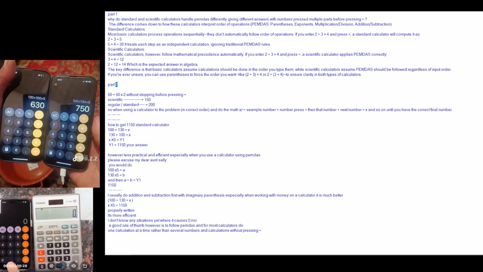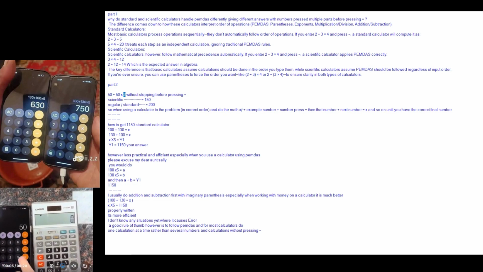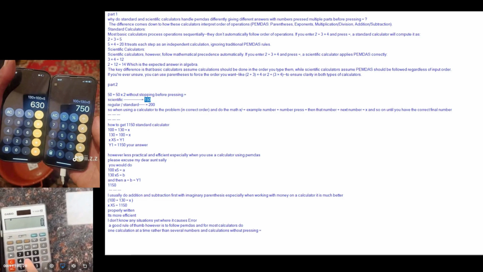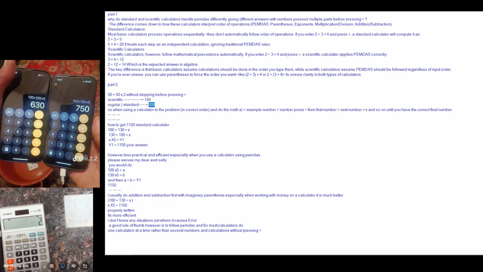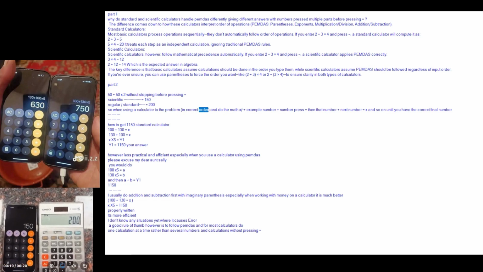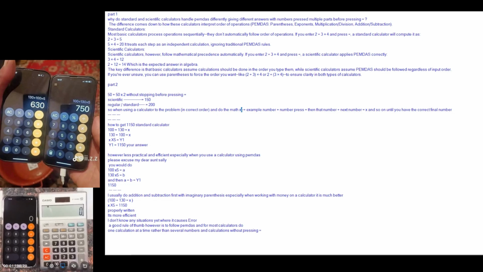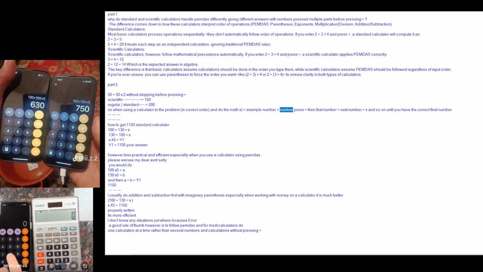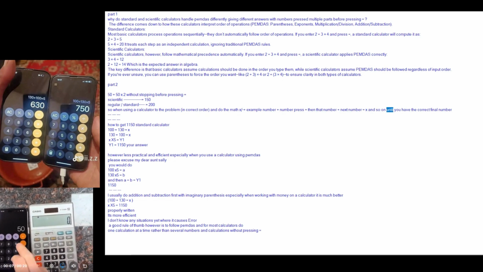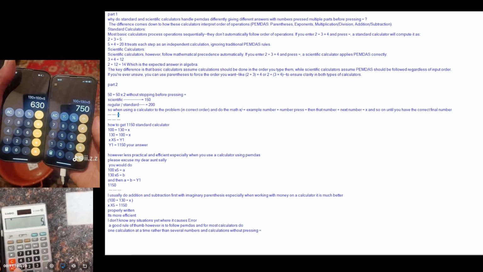Part 2. 50 plus 50 times 2 without stopping before pressing equals. Scientific equals 150. Regular / standard equals 200. So when using a calculator to do the problem in correct order, do the math times, divide, plus: example, number plus number, press equals, then that number plus next number equals x, and so on until you have the correct final number.